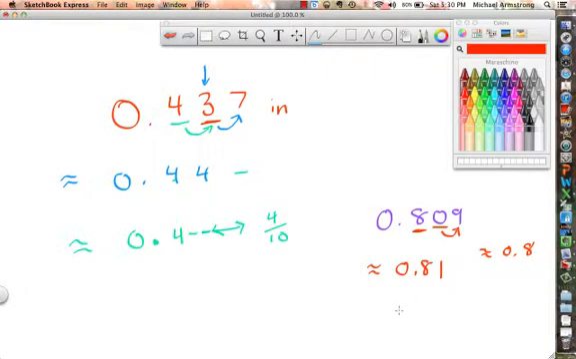So that's the biggest thing that you need to watch out for, is that a lot of times kids will want to add that place value, add those zeros back in. And you do that with whole numbers, but you don't do that with decimals. It doesn't work out very well. Okay.